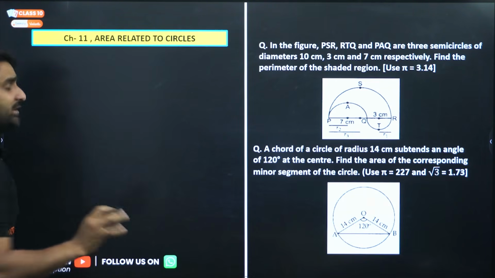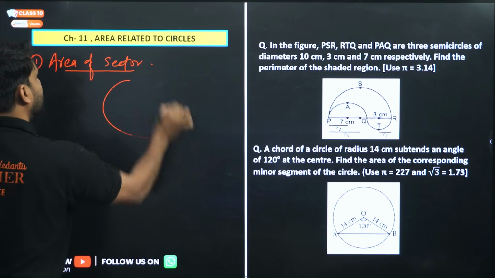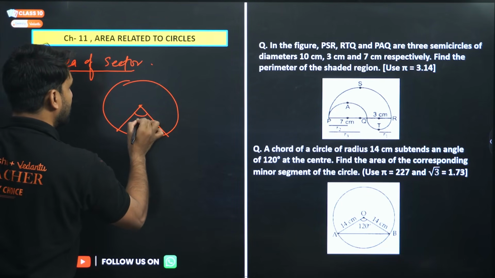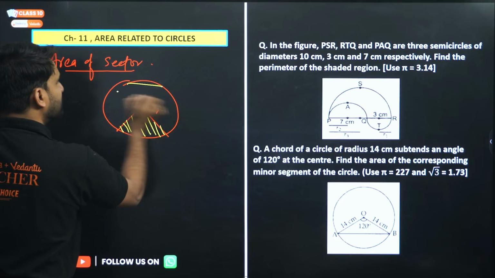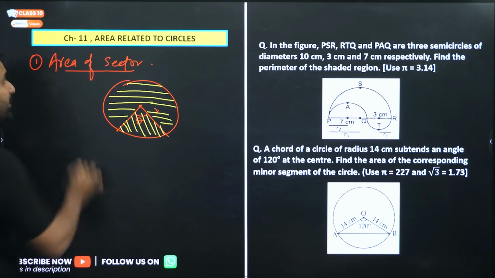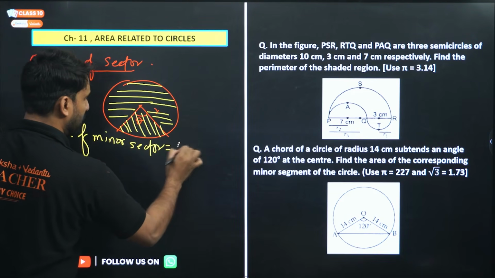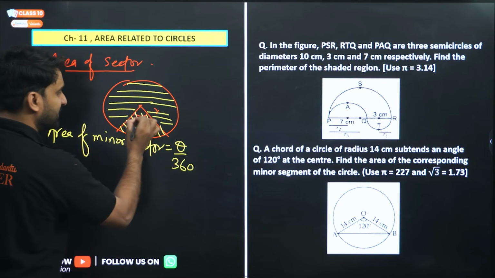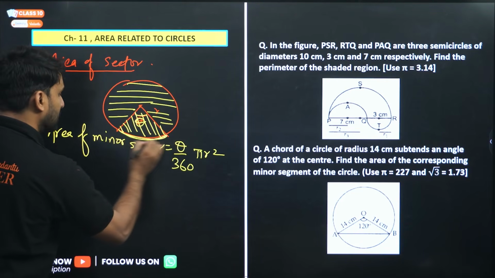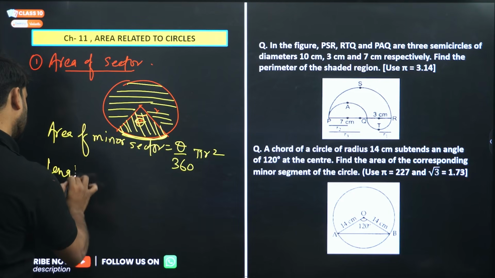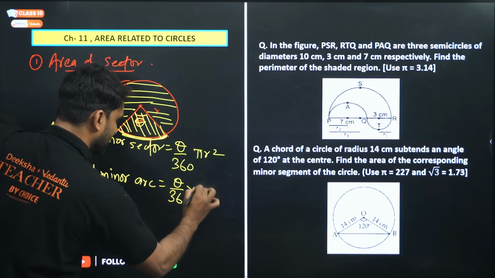Chapter number 11, area related to circle. So my dear, in area related to circle, 2 formulas are very important. Area of sector, you know, if there is a circle and an arc is making theta angle here at the center of radius r, so this is called minor sector, my dear. This is called minor sector, right? And the complete one, this one is called major sector. So area of minor sector is calculated by using this formula, theta by 360, pi r square. Theta is here at center, theta by 360, pi r square. And similarly, if you want to find the length of this arc, minor arc, we can calculate by using this formula, theta by 360 into 2 pi r.